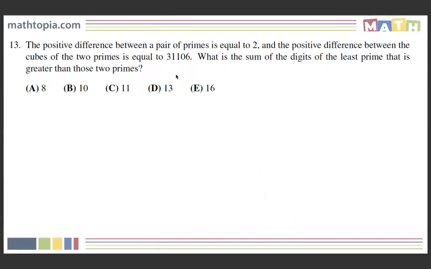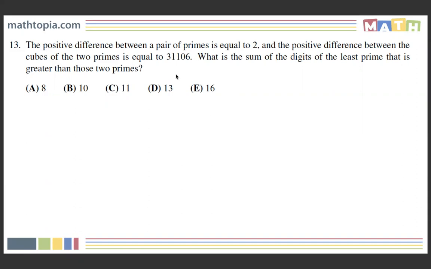Okay, this is problem 13 of the AMC 10B. The positive difference between a pair of primes is equal to 2, and the positive difference between the cubes of the two primes is equal to 31,106. What is the sum of the digits of the least prime that is greater than those two primes?